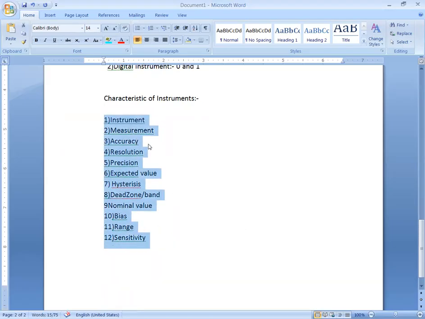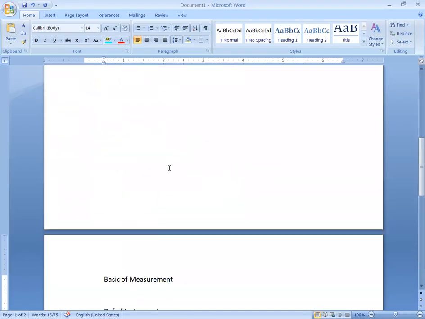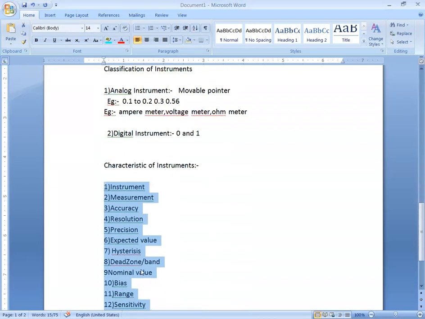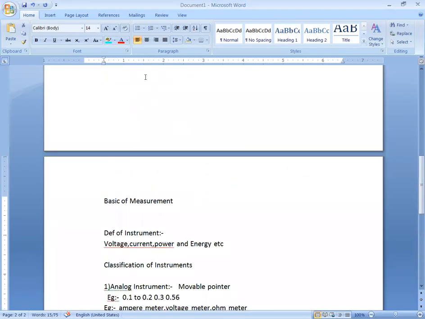So this covered the basic of measurement, the definition of the instrument, the classification of the instruments and the characteristics of the instruments. In the next video I am explaining about these characteristics of the instrument.